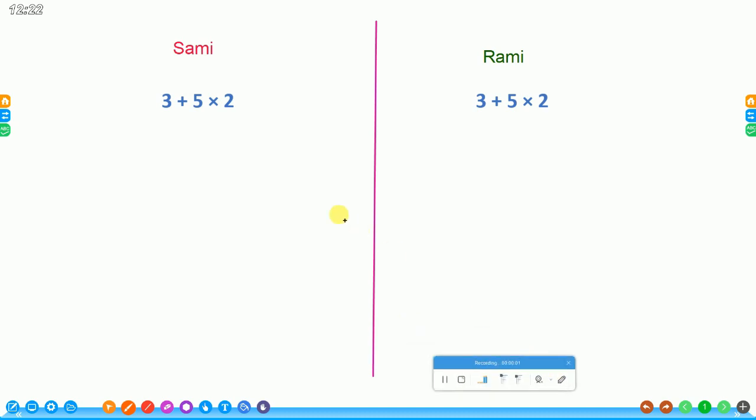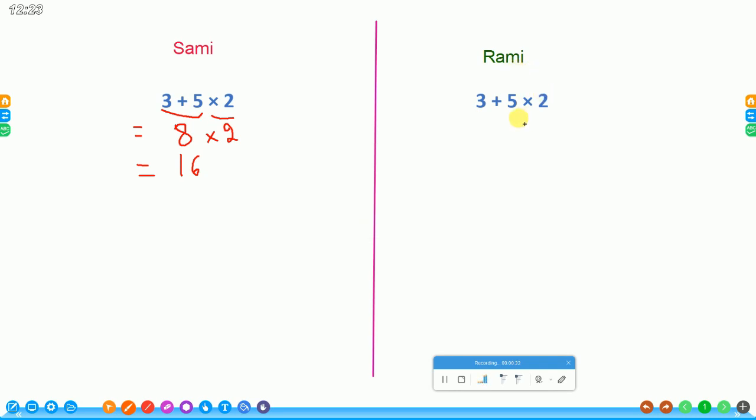And to understand the priority rules better, we have this expression: 3 plus 5 times 2. Sami and Rami are going to solve this expression to calculate it. Let's start with Sami. Sami likes addition more, so he is going to solve the addition operation first. 3 plus 5, 8. And times 2 we copy. 8 times 2 equals 16.